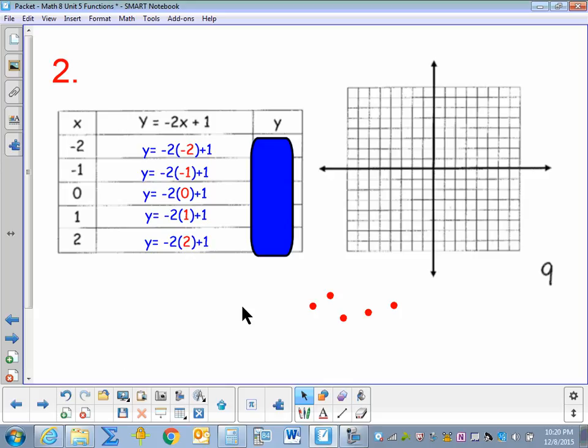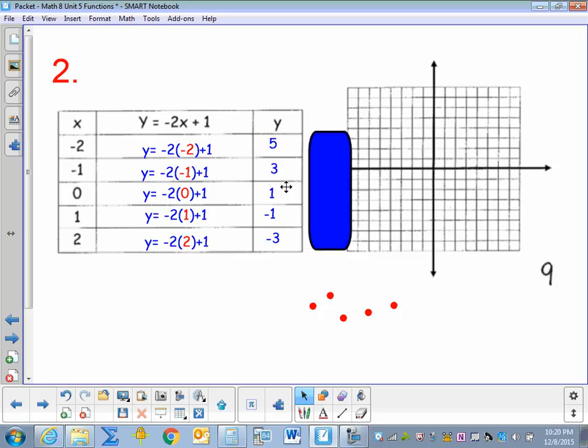So go ahead and calculate your range for the function y equals -2x plus 1. Your range is 5, 3, 1, -1, and -3. So go ahead and plot those points. -2, 5, -1, 3, 0, 1, 1, -1, and 2, -3.